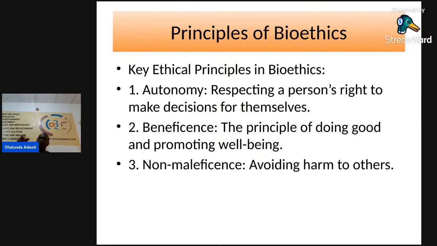You should make sure that you follow peace with all men, do good to everybody, so that others will be able to do good to you. You should be able to promote the well-being of others. The principle of doing good is what is called the principle of beneficence.